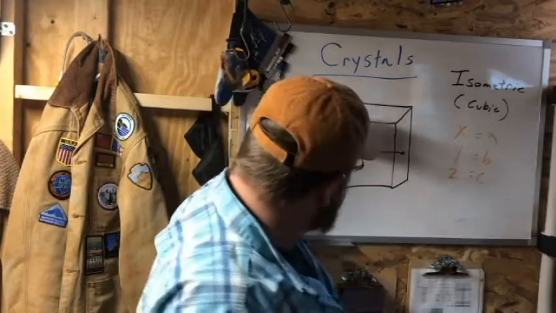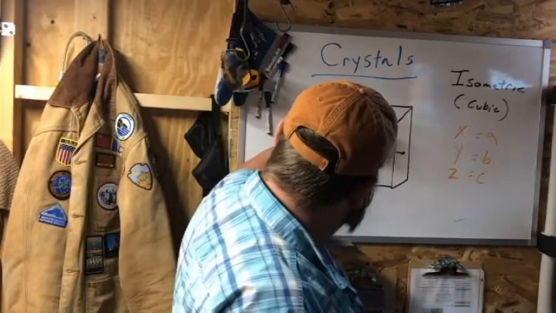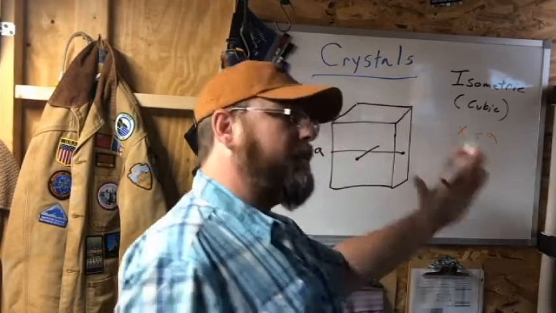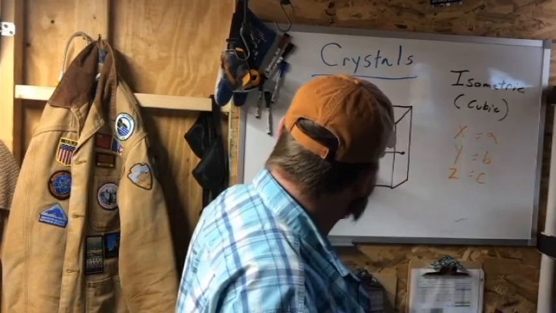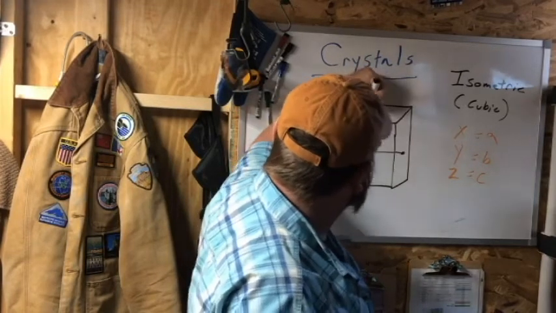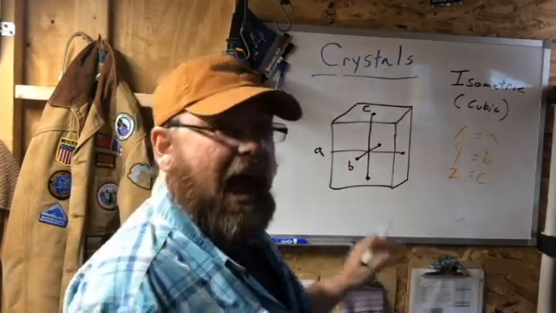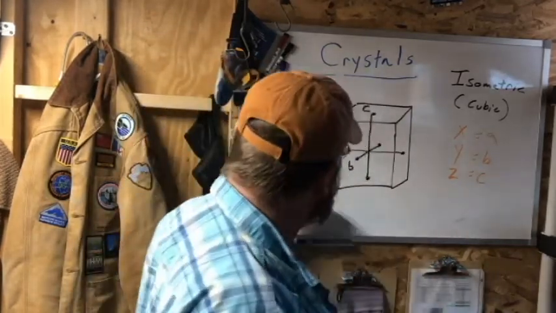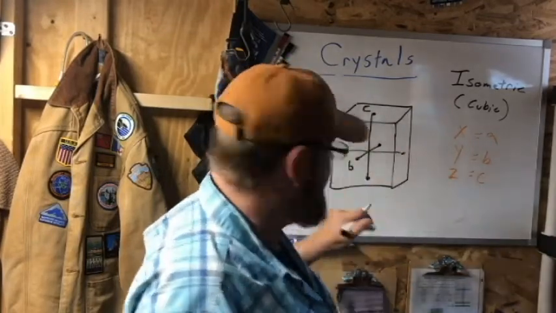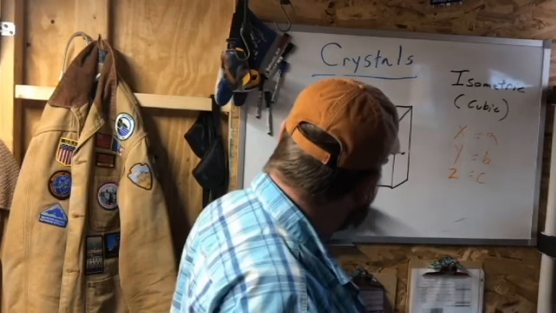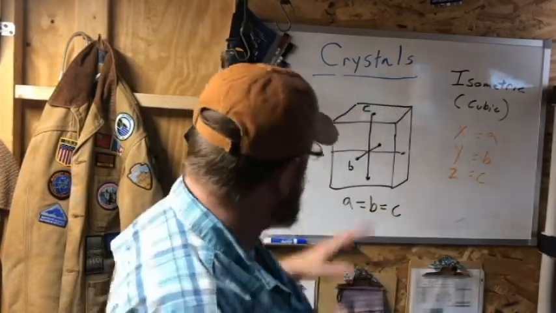Your Y or your B would go from the front of the forward face to the front of the back crystal face, and that would be your B. Your Z or C is this axis. And in the case of isometric crystals, the length of these axes are all equal to one another. I'm not going to go into what the other crystal systems are.